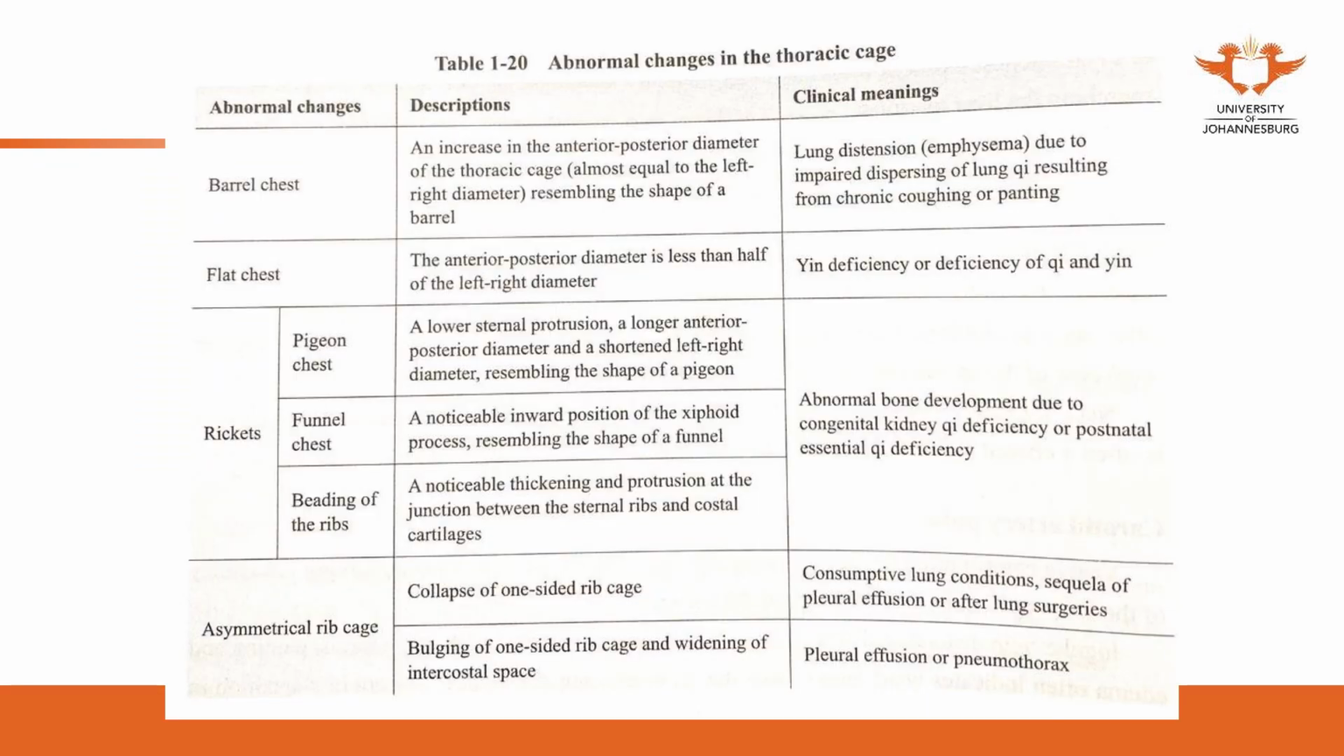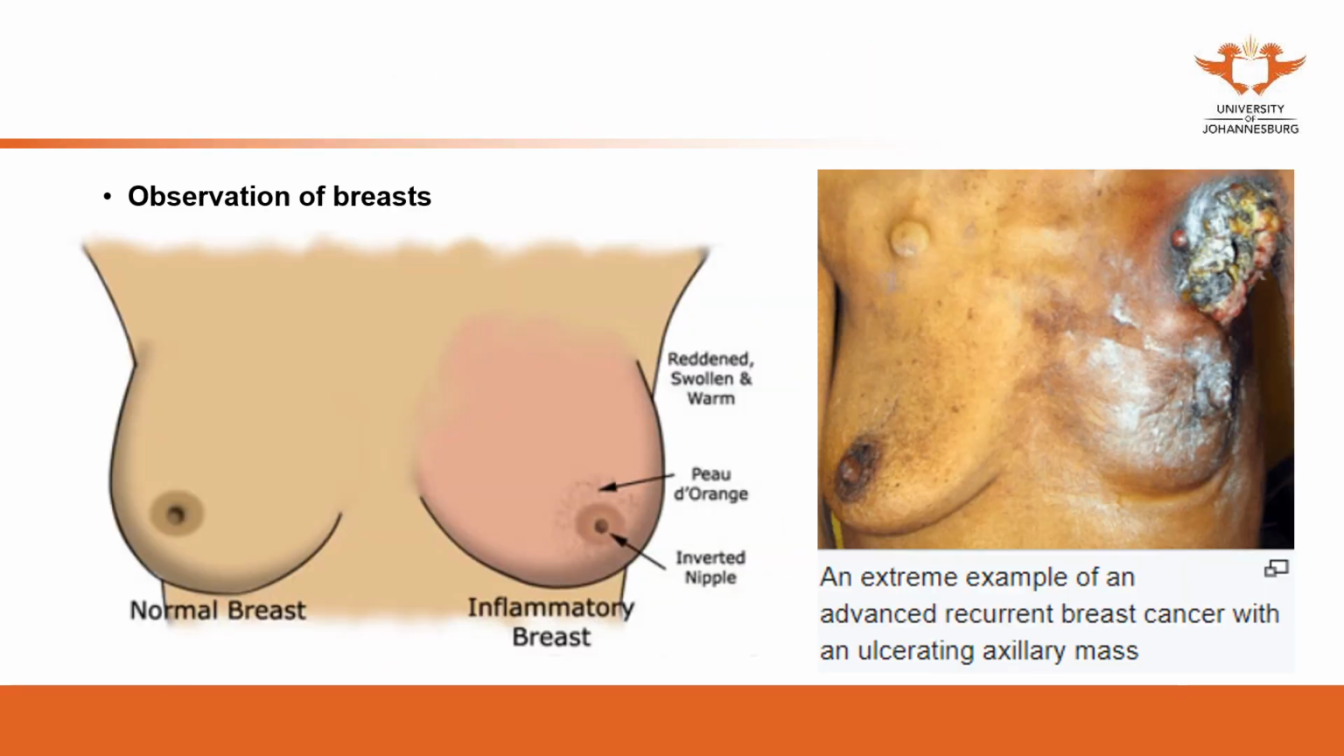In this table, there are some abnormal changes in the thoracic cage. On this, you can just have a look and have a general impression in your mind. As long as in the clinic, when you see it, you will find out that this is abnormal.